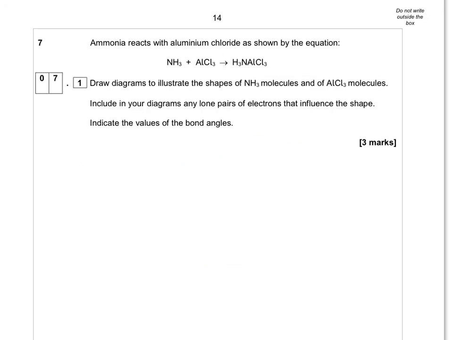Ammonia reacts with aluminium chloride as shown in the equation. Draw diagrams to illustrate the shapes of NH3 molecules and AlCl3 molecules. Okay, so let's have a look at nitrogen. Nitrogen is in group 5. So it has 5 electrons in its outer shell. 3 of those are going to form covalent bonds with hydrogens. So we can see it's got 1 lone pair and 3 bonding pairs. So that means it's going to be based on tetrahedral.